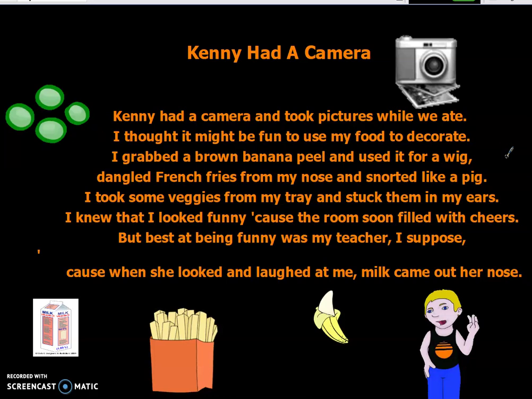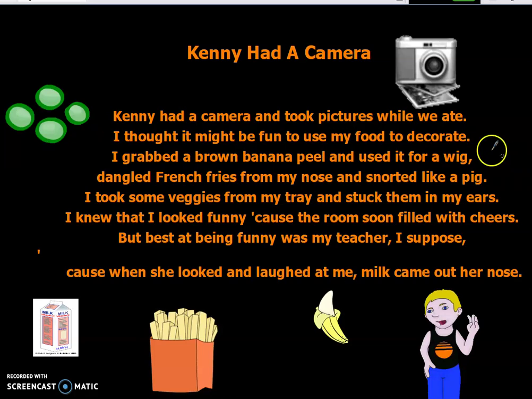Kenny had a camera and took pictures while we ate. I thought it might be fun to use my food to decorate. I grabbed a brown banana peel and used it for a wig, dangled french fries from my nose, and snorted like a pig. I took some veggies from my tray and stuck them in my ears. I knew that I looked funny, 'cause the room soon filled with cheers. But best at being funny was my teacher, I suppose, 'cause when she looked and laughed at me, milk came out her nose.